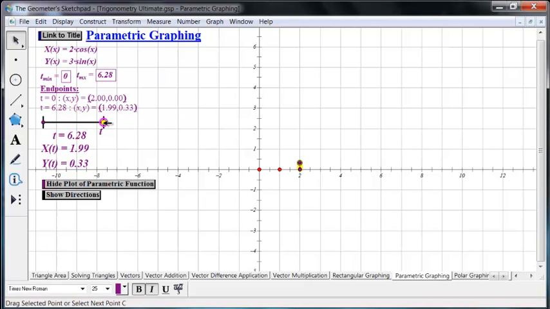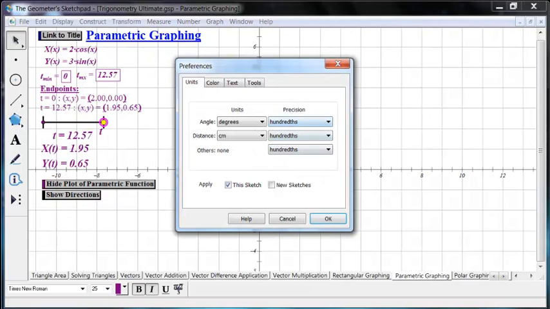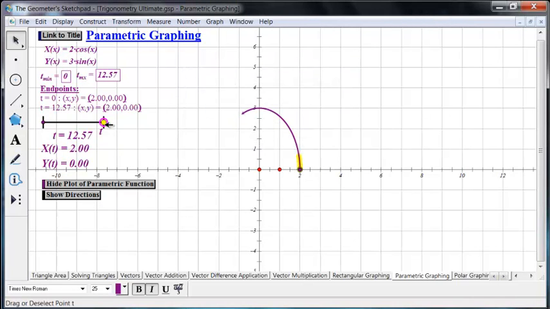And it looks like what we're doing is we're tracing a little piece right there. If we went to 4 pi, let's see what happens. It's going to trace out further. You know what? I bet we're not in radian mode. Let me fix that. Yep, radian mode. There we go. This is going to look more like it.